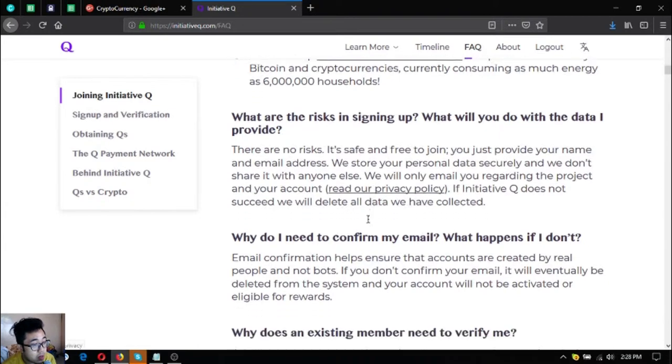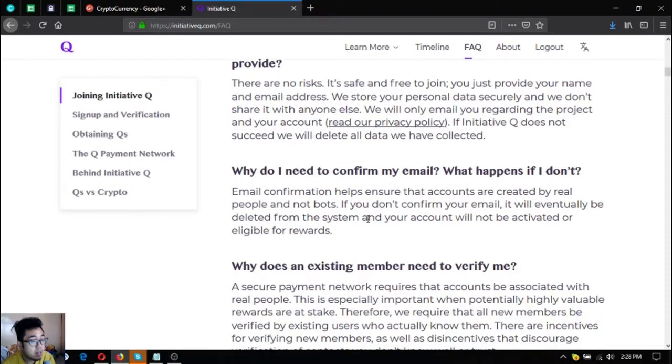So why do I need to confirm my email? What happens if I don't? Email confirmation helps ensure that accounts are created by real people and not bots. If you don't confirm your email, it will eventually be deleted from the system and your account will not be activated or eligible for rewards.